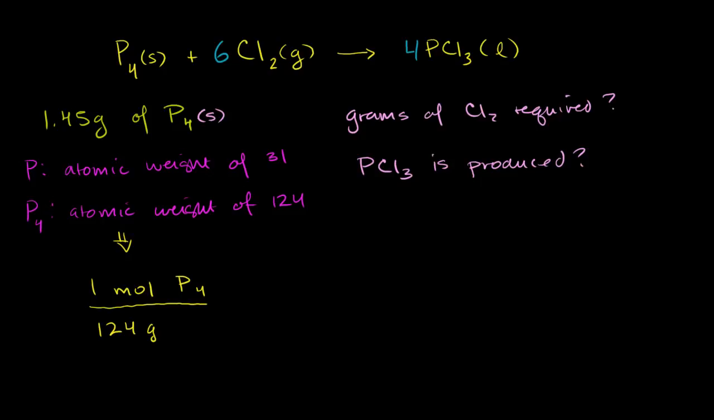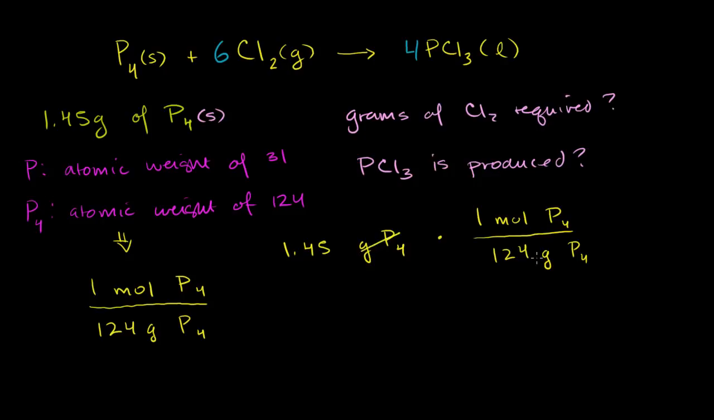So let me start over here. So we have 1.45 grams. Let me write it this way. Grams of molecular phosphorus, each molecule containing 4 atoms. And we could just do a little dimensional analysis, make sure everything cancels out, times this information right here. We have 1 mole of molecular phosphorus for every 124 grams of molecular phosphorus. I should write this here just so we remember what we're talking about. And then this cancels out. So the units at least cancel out.